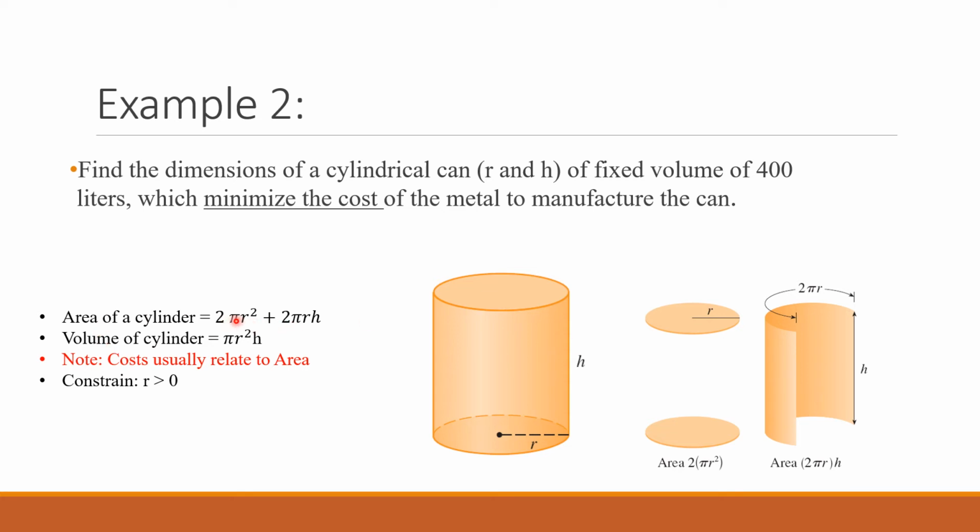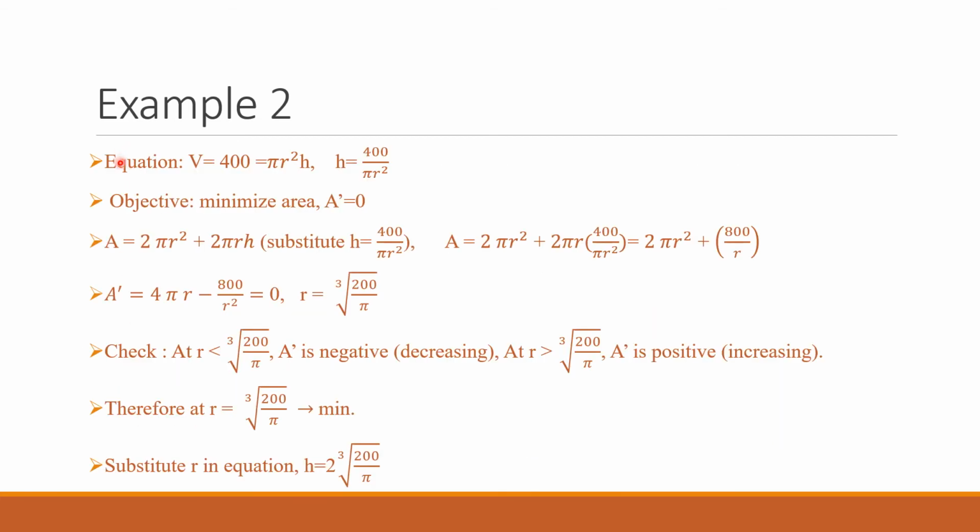And here's the equation of the area, which I want to minimize, because costs usually relate to area. I also know the volume of the cylinder to be constant and equal 400. Do I have any constraints in my domain? Yes, the radius has to be greater than 0. In order to have a cylinder, the radius has to be greater than 0. So this is my equation.